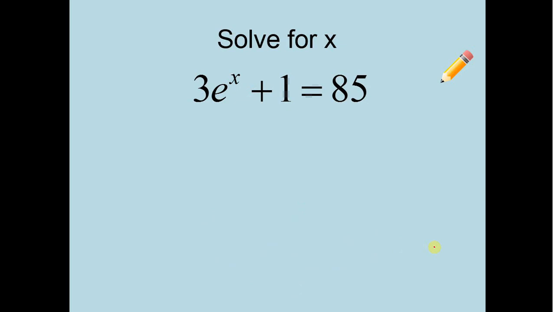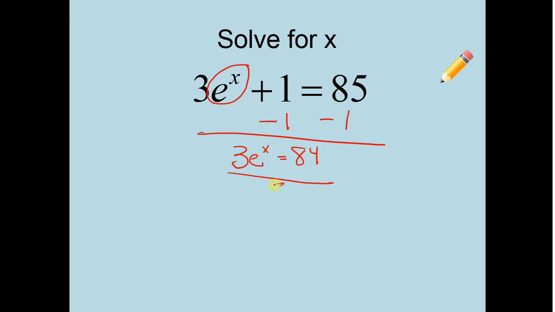Let's try one more problem here. Just remember, you need e to the x all alone. So first, let's subtract 1. Gives you 84. Still not done though. Divide by that 3. Get rid of everything that's not in the exponent of e to the x. So e has to be all alone by the end. 84 divided by 3, that's 28.